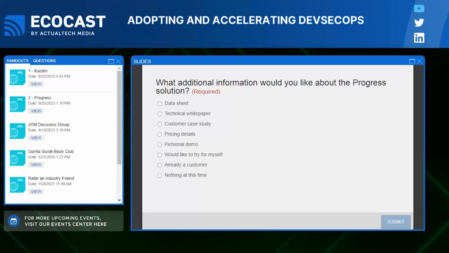Yep. Next question here comes from Paul, who's wondering what training or tools does Progress offer that can help beginning to intermediate level users ramp up to utilize the range of DevSecOps features that Chef offers?